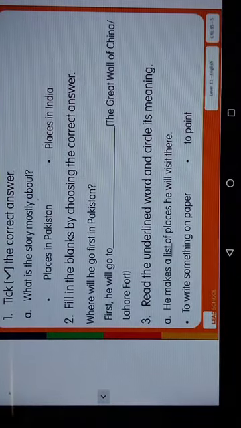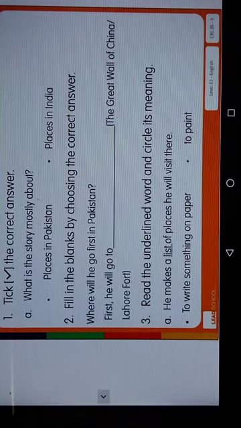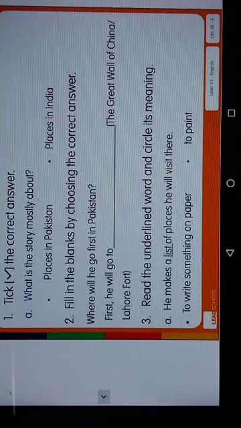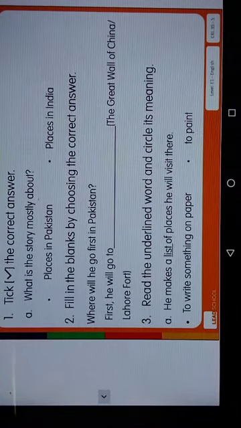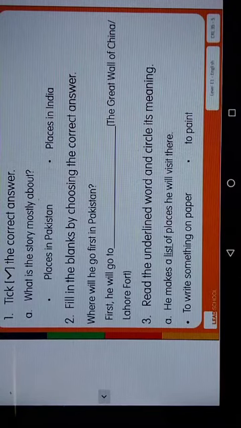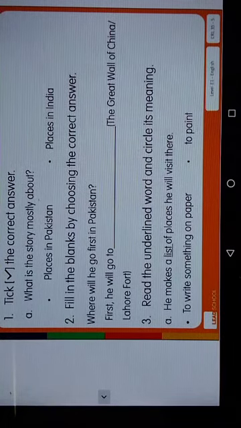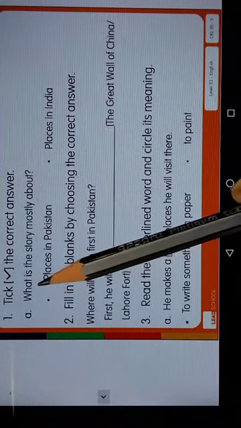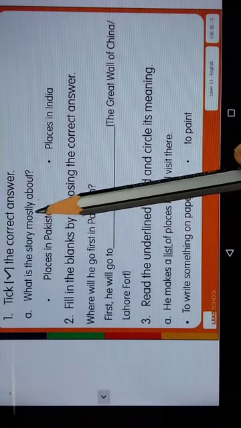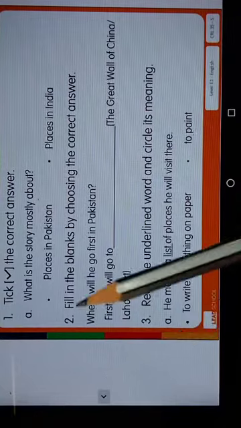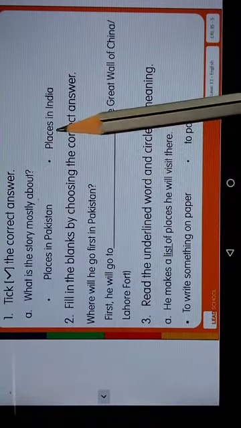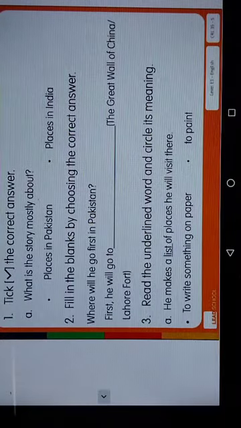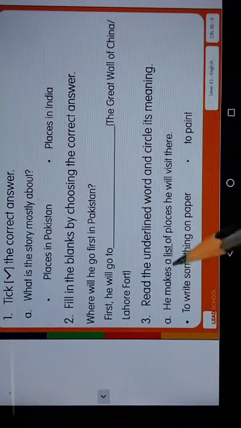Let us answer these questions. Just read the questions that we show on our screen and then answer the question. Try to answer the question as yourself. Just pause the video and try to answer this question. What is the story mostly about? There are 2 options given. You just read the questions and then the options and then try to answer the questions on your own.